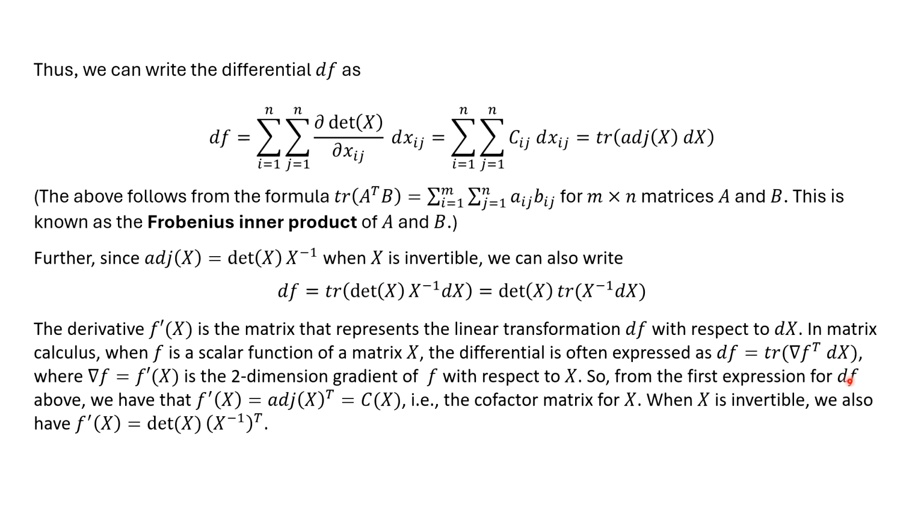So from the first expression for df, this here, we have that the derivative of f equals the transpose of the adjugate matrix, which by definition is the cofactor matrix. So this is one representation for the derivative of the determinant. And then if x is invertible, then we can use this other result here. Actually, let's look at it here before I factored out the determinant. So it would just be this, and then you'd have to take the transpose of the inverse.